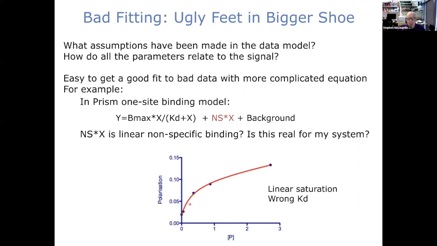Here's an example. There are only 5 or 6 points here. The person used Prism one-site binding, which has this non-specific binding linear phase to the binding. You could fit it, but it's completely wrong. So you have to say, well, why do I need this kind of non-specific term?